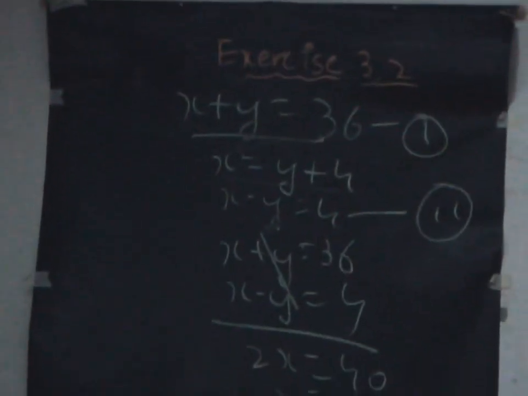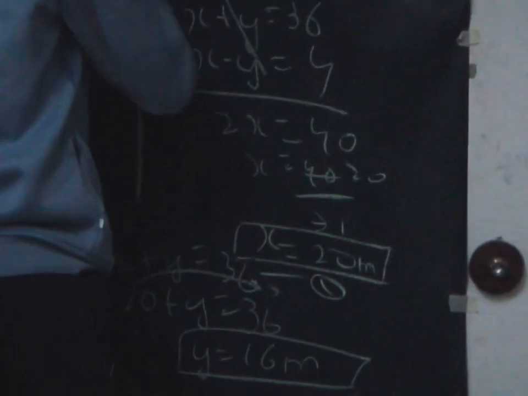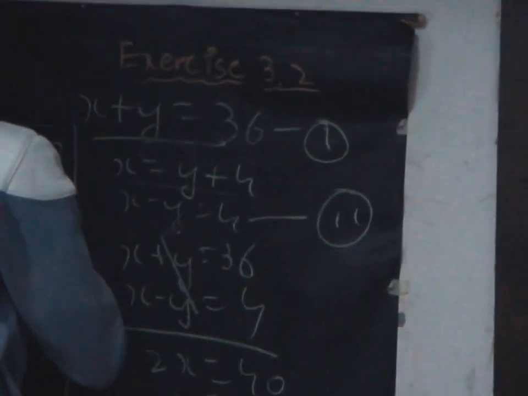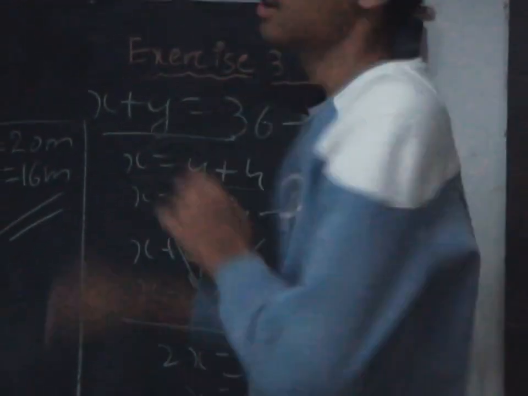This will be the solution of the fifth question. Length is equal to 20 meters. Width or breadth is equal to 16 meters. So look at this answer, and this will be the end of Exercise 3.2 and the end of this video also.